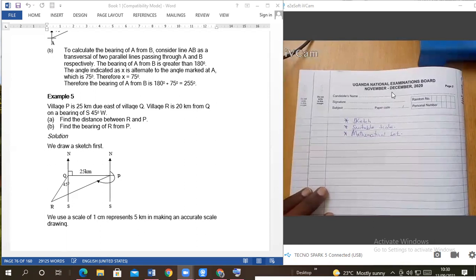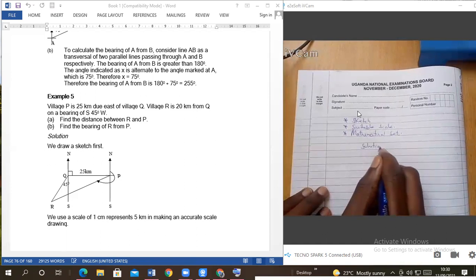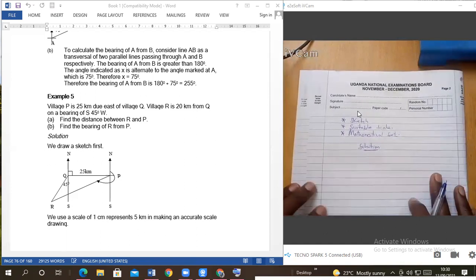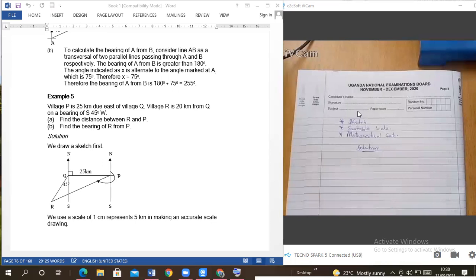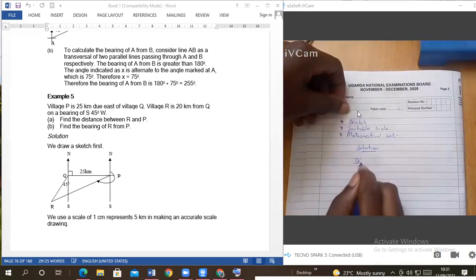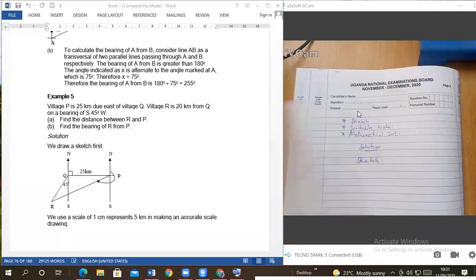Putting that one aside, let's answer that question. Let's go to the solution. I've said village P is 25 kilometers due east. What does that one mean, members? So we go for our sketch. Our sketch. Make sure you have a long ruler there.